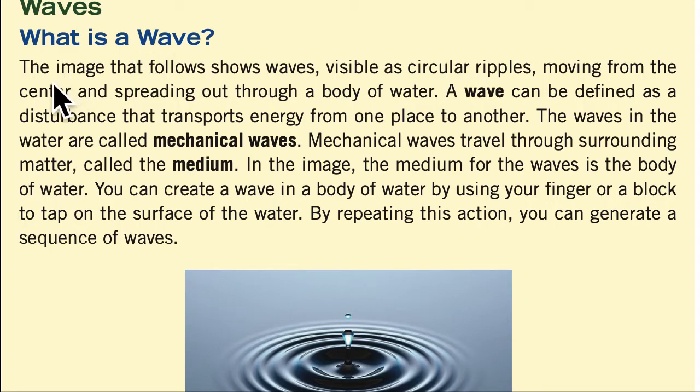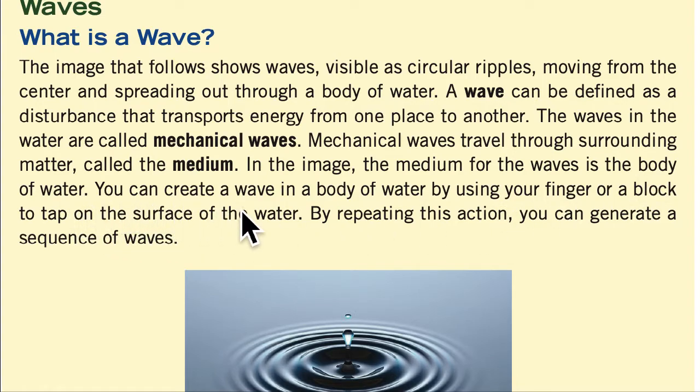A wave. The image that follows shows waves, visible as circular ripples, moving from the center and spreading out through a body of water. A wave can be defined as a disturbance that transports energy from one place to another. The waves in the water are called mechanical waves. Mechanical waves travel through surrounding matter called the medium. In the image, the medium for the waves is the body of water.